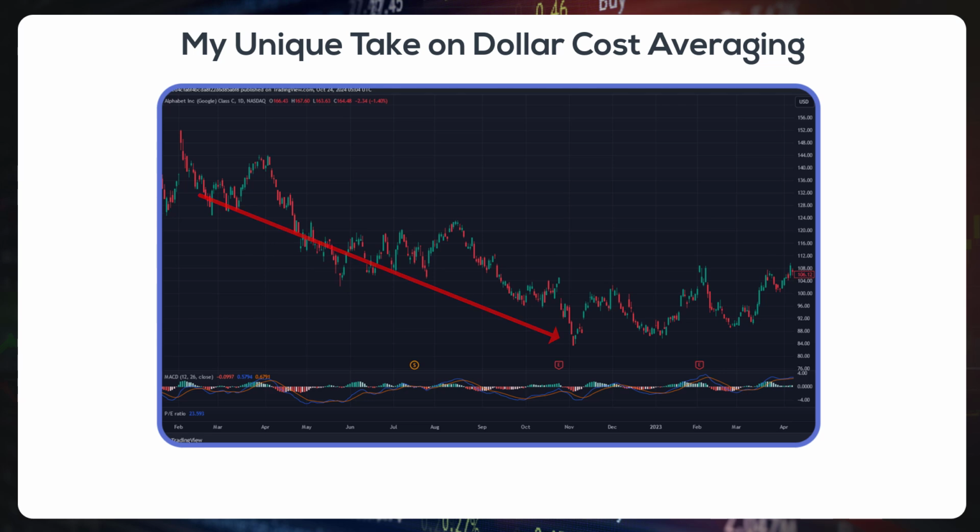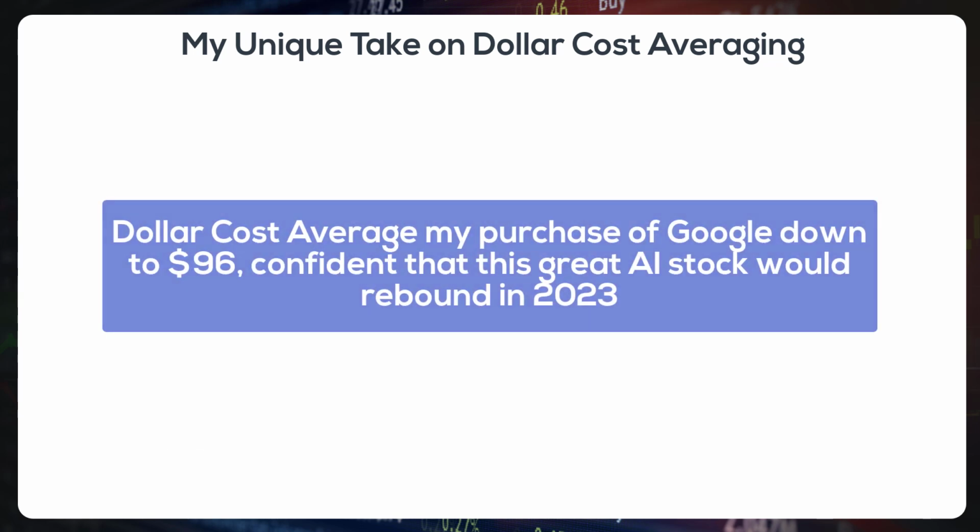I used my buy-in price point of $120 to determine when I should start my purchases, and then every time the stock dropped further, I took this as a perfect opportunity for bigger buys. Google kept dropping to eventually bottoming out around $84, which I was lucky enough to buy twice during November and December 2022. I was able to dollar cost average my purchase of Google down to $96, confident that this great AI stock would rebound in 2023, which it did to almost $140 by December 2023.